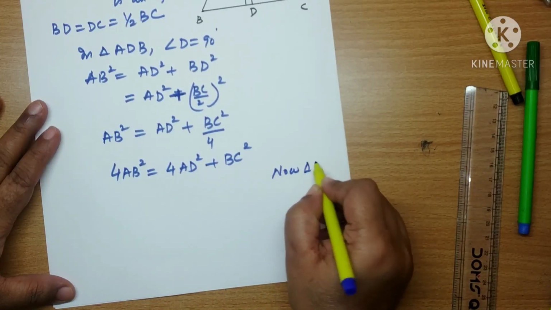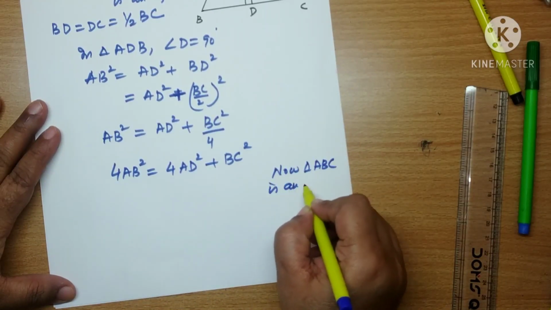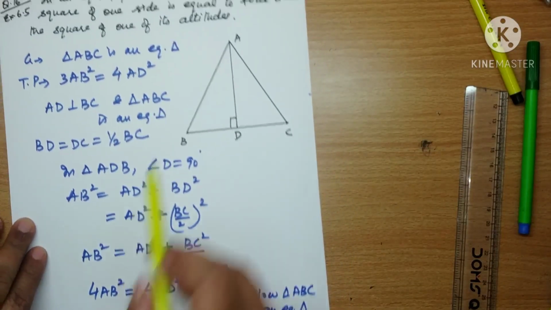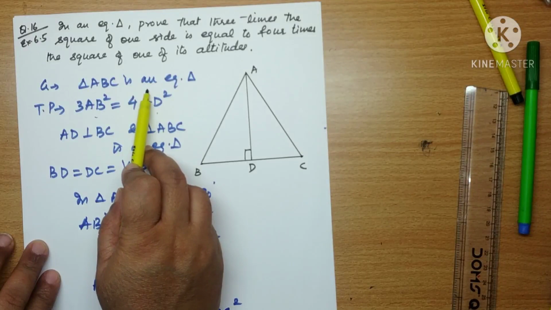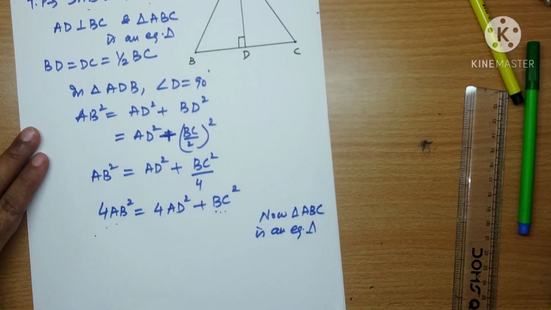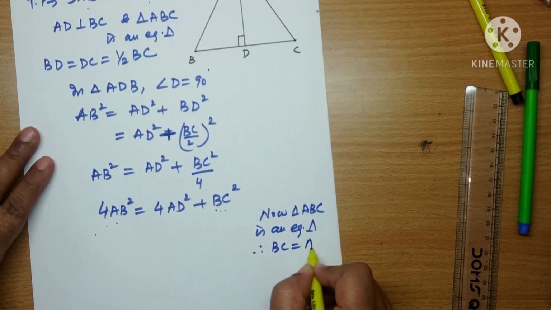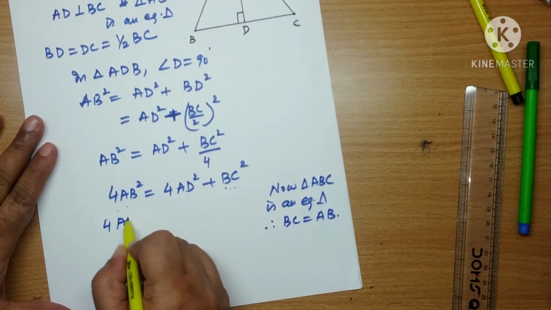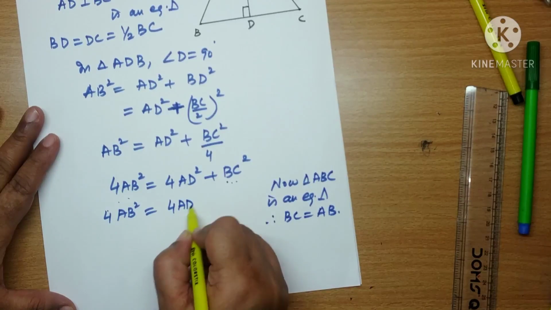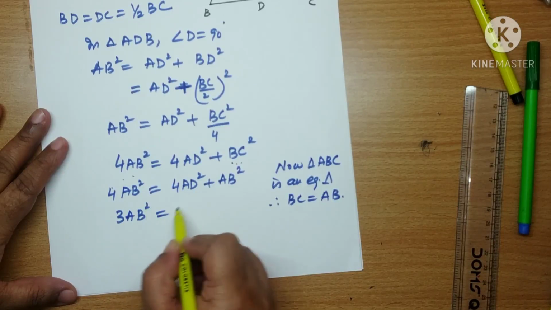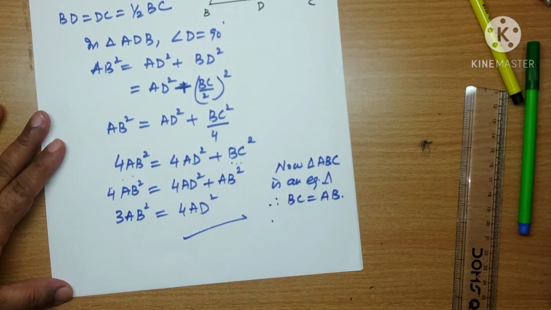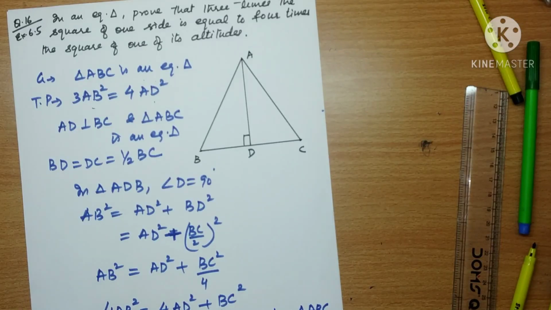Now, triangle ABC, remember, is an equilateral triangle. Actually now we had to prove this with AB and AD, and I have got BC also. Now, how do I replace BC by AB? Go back to the given condition. In the given, it's written equilateral triangle. Therefore, BC is equal to AB. So we'll replace BC by AB. So we get 3AB square is equal to 4AD square. This is what we had to prove. With this, we complete this exercise 6.5. Thank you.